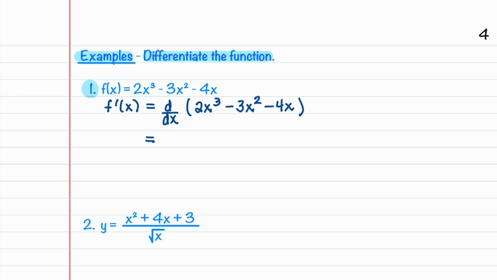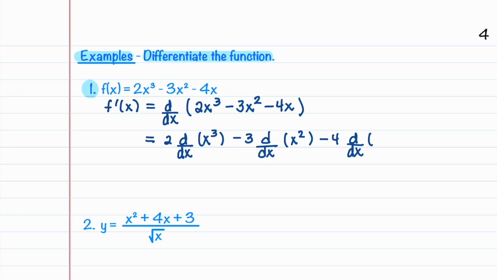We are going to take the derivative of each piece, and whenever we have a constant, we can just pull that constant out in front of the derivative. So our first piece looks like this. It's 2 times the derivative with respect to x of x cubed minus 3 times the derivative with respect to x of x squared minus 4 times the derivative with respect to x of x.